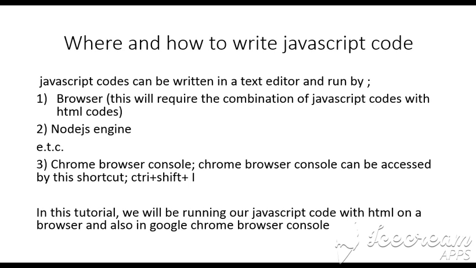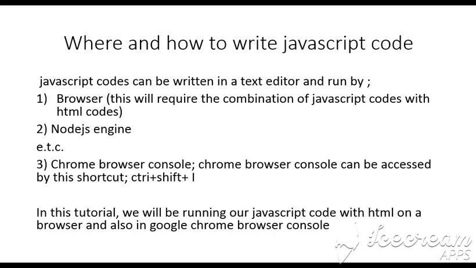So where can you write JavaScript code, and how can you write JavaScript code? JavaScript code can be written in a text editor like Notepad++ or Atom, and you can run these codes on the browser in combination with HTML. You can also run JavaScript code on the Node.js engine if you are creating a server and a backend application with Express.js and so on. Those codes are being run by the Node.js engine.